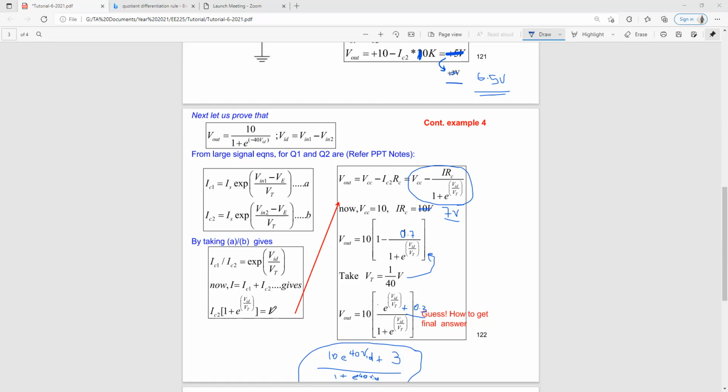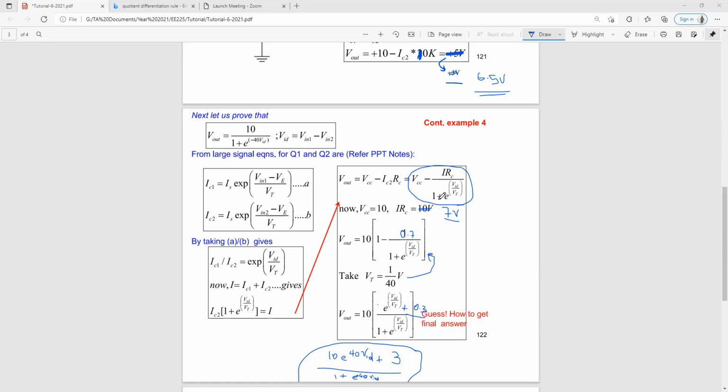In that particular case, I divided by (1 plus e to the power of VID divided by VT) is equal to IC2. So we take this term and substitute it in place of IC2. We get our V out equal to VCC minus I times RC, divided by (1 plus e to the power of VID divided by VT).